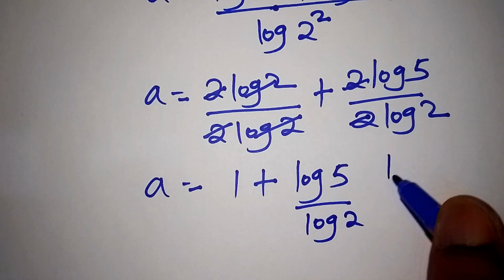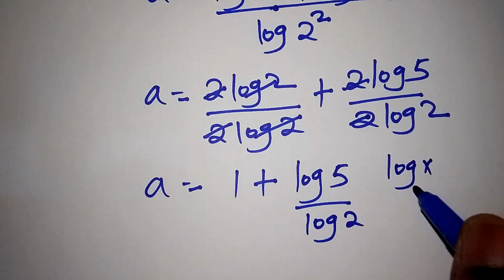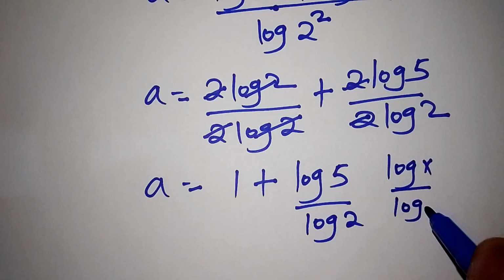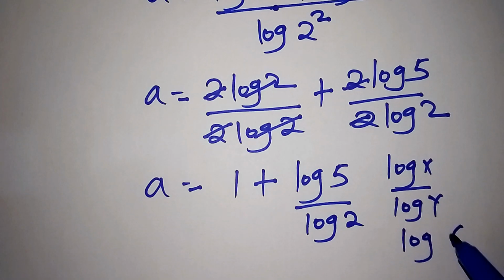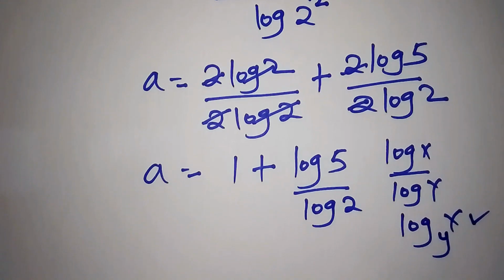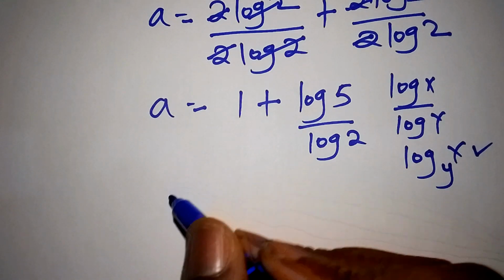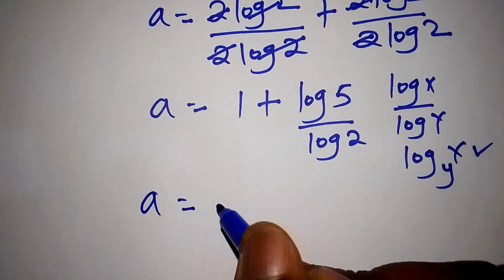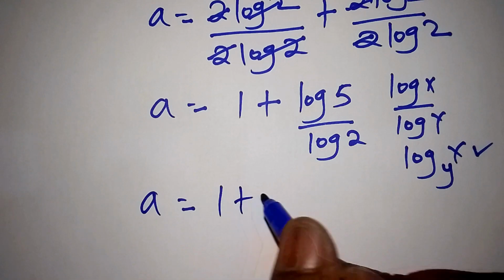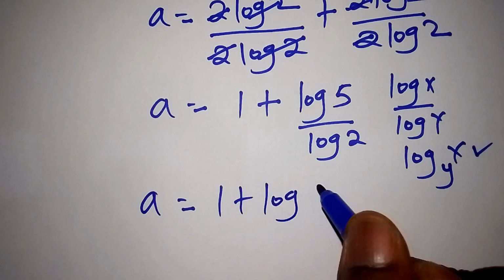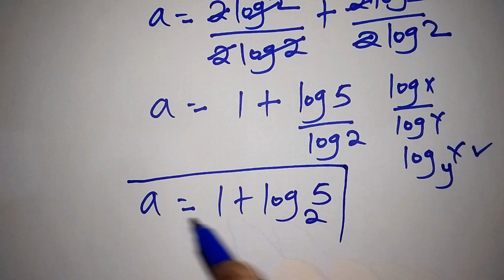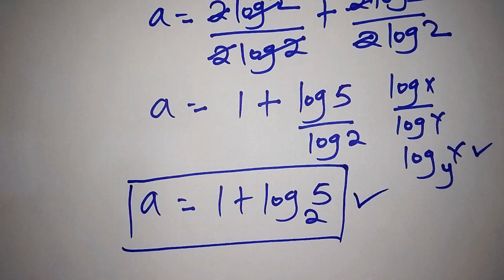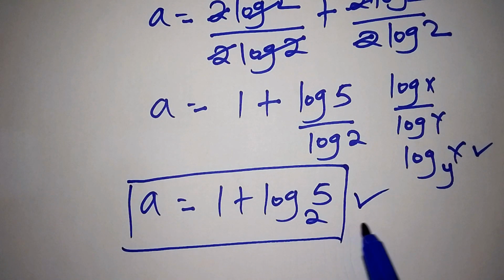Assuming that we have the log of x all over the log of y, this can also be written as the log of x to the base of y. That is to mean that our final answer in this case shall be: the value for a is equal to 1 plus the log of 5 to the base of 2. So now this shall be our right answer. I hope you got this as your right answer.